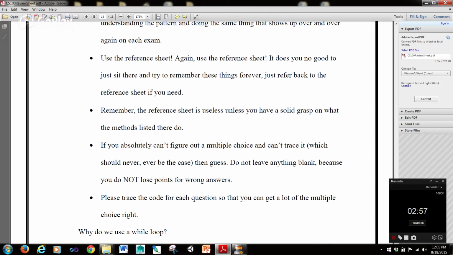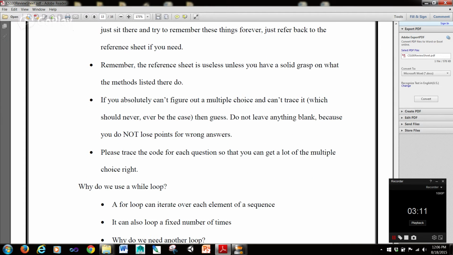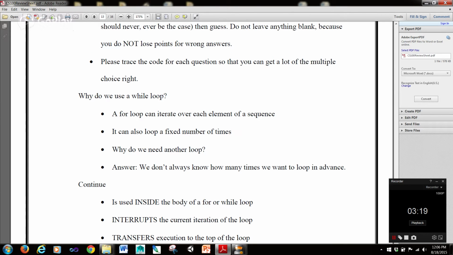Now remember, the reference sheet is useless unless you have a solid grasp of what the methods listed there do. If you absolutely can't figure out a multiple choice and can't trace it, which should never be the case, then guess. Don't leave anything blank, because you do not lose points for wrong answers. And also, please trace the code for each question so that you can get a lot of the multiple choice right.